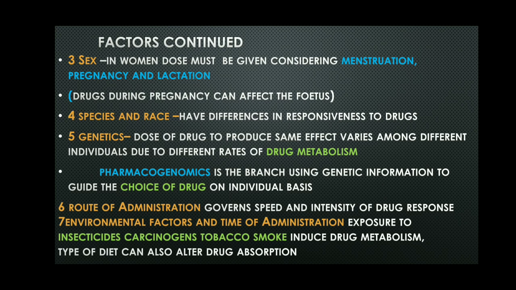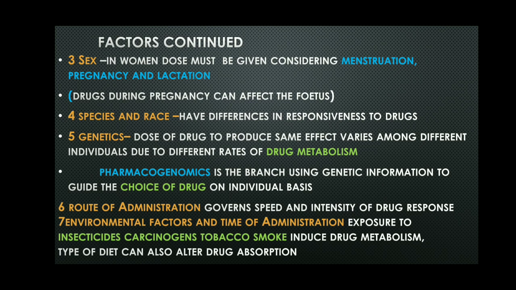Now the species and race. Different species and different races have differences in responsiveness to the drugs. So they respond to the drugs differently, right. Now the genetics. A dose of drug to produce the same effect varies among different individuals due to different rates of drug metabolism. So we saw that everyone is different, and obviously genetics is behind all this, and we are having different responses in different individuals due to differences in genetics.